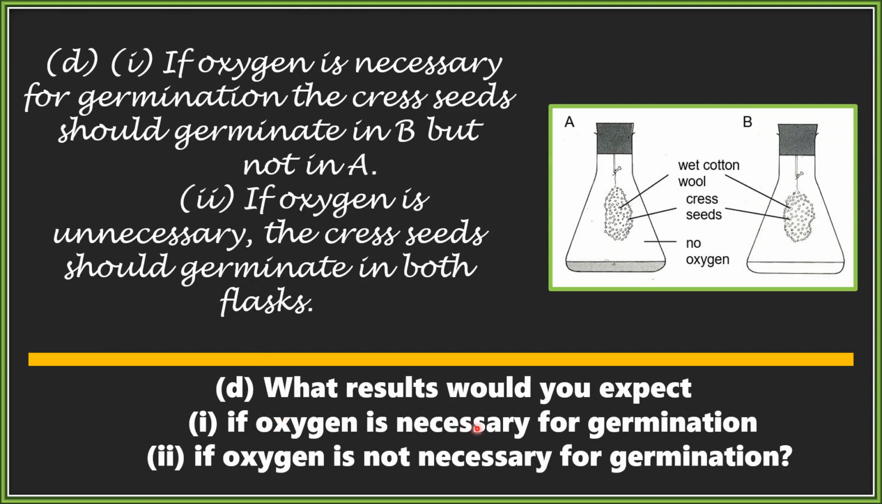D. What results would you expect? Roman number 1, if oxygen is necessary for germination. And 2, if oxygen is not necessary for germination. If oxygen is necessary for germination, the cress seed should germinate in B, but not in A. If oxygen is unnecessary, the cress seed should germinate in both.